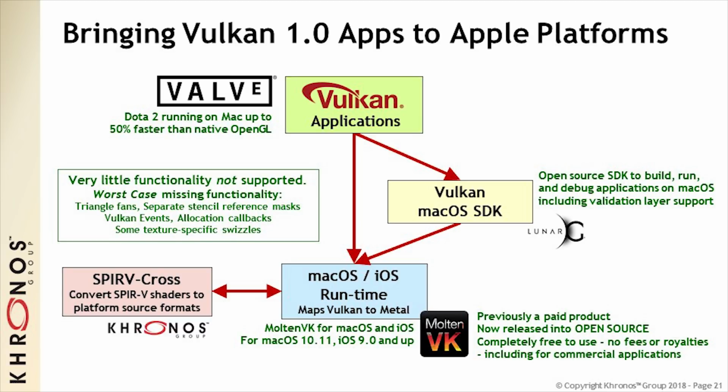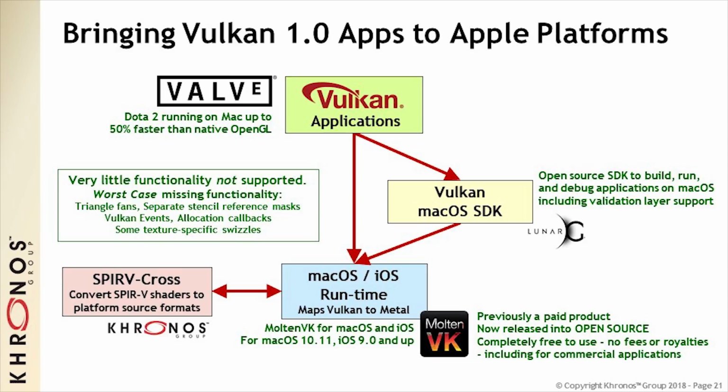So Valve have used this already. They now have one of their key games, Dota 2, running on Metal at 50% more performance than the OpenGL on Apple. And that's going to be a production game. They're actually going to ship that to their users on Mac. That's an open source library. It's called MoltenVK. It's still beta, so health warning, it's not fully production, but the aim is to have it running all of the relevant conformance tests over the next year or so.